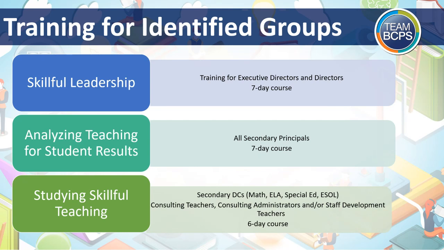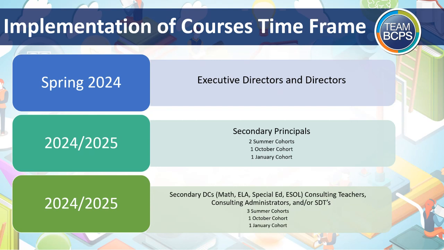And on the next slide, the course timeframe there, as you can see, is similar to what we've outlined, but you can see the way we would organize the cohorts. One of the things that's important to note is that the 7-day and 6-day time frames do not require consecutive days of attendance. So we would be scheduling those. And additional cohorts of secondary principals, department chairs, consulting teachers, consulting administrators and staff development teachers would be able to commence in October and January of 2025.